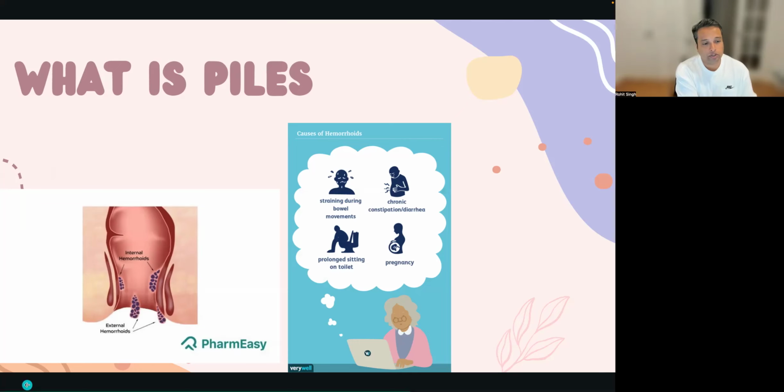So this is an image just to show you where it can be internal, or external on the outer area. There are some graphic images on the internet which I'm not comfortable showing you guys, but if you have heard about it, you know it's pretty graphic, so I would rather not show it. So this is the reason why it would be caused.